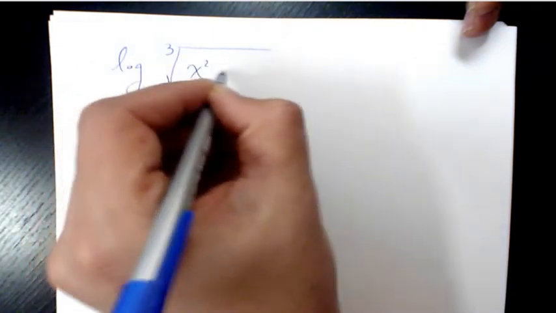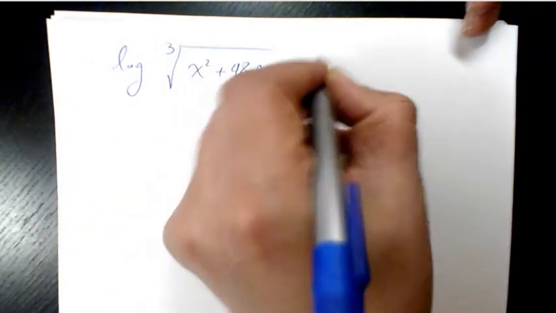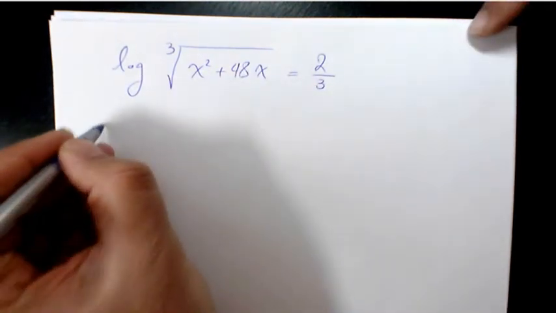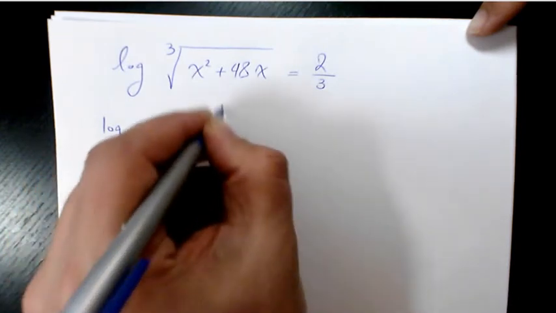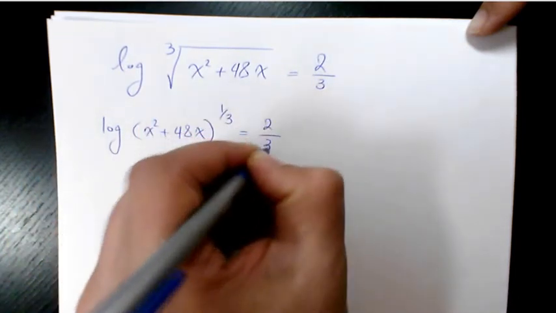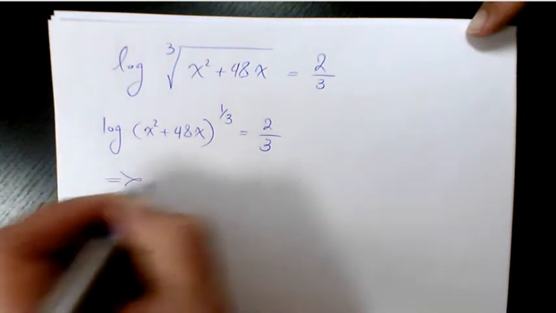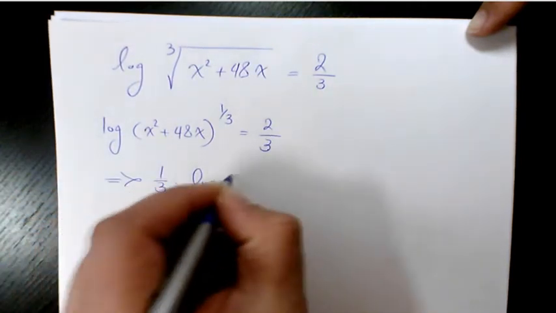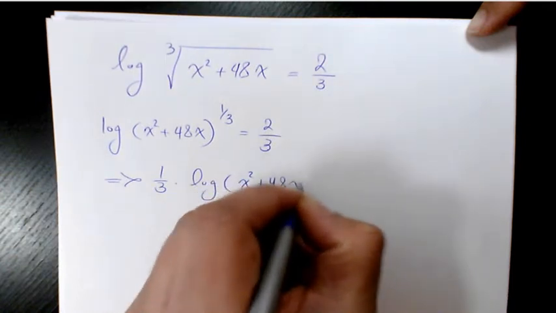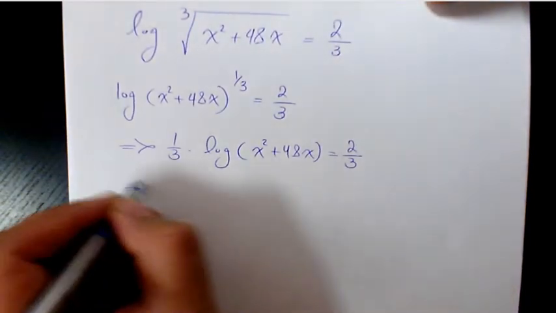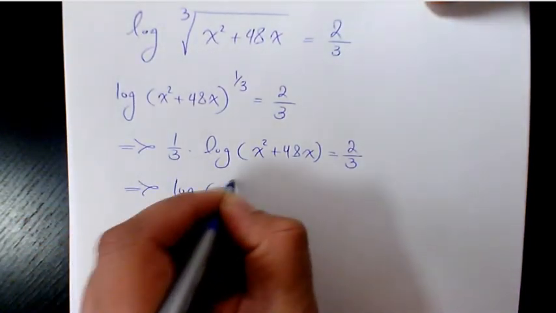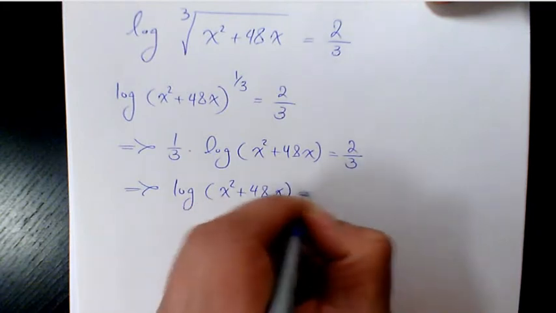Next one. Log of the cube root of (x squared + 48x) = 2/3. So we can say log of (x squared + 48x) to the power 1/3 equals 2/3, which means that 1/3 times log(x squared + 48x) = 2/3. And if we multiply both sides by 3, we can say log(x squared + 48x) = 2.